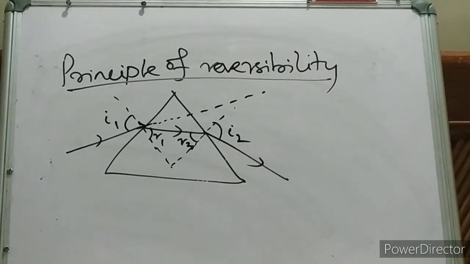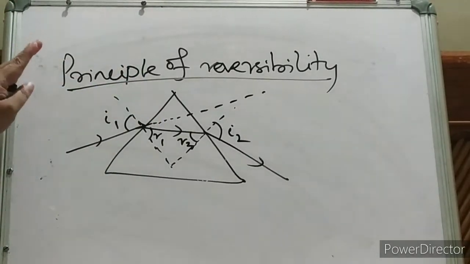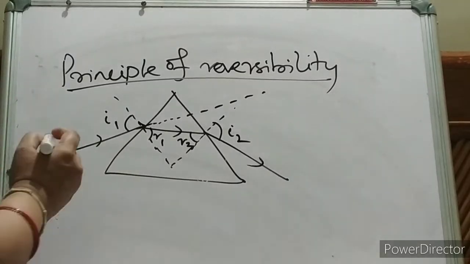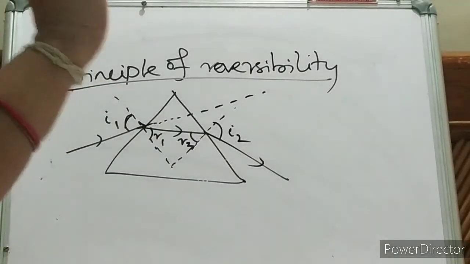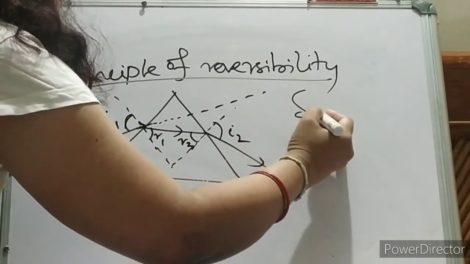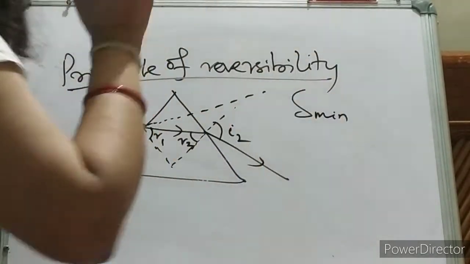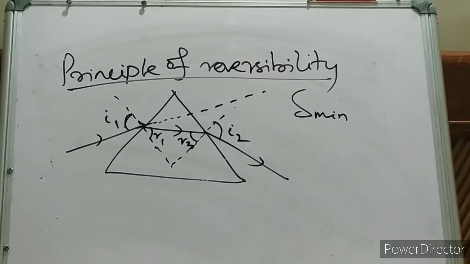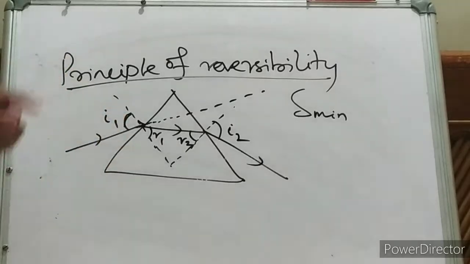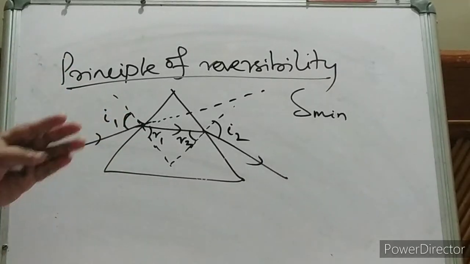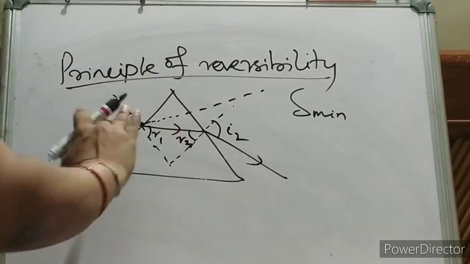Now, what is this principle of reversibility? Now the light ray is going like this. For this angle of incidence, there has to be one minimum deviation. Okay, delta minimum for this angle of incidence. Now what we'll do, we'll reverse our path.